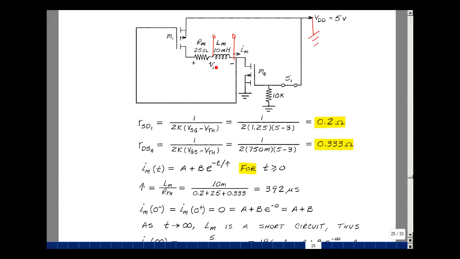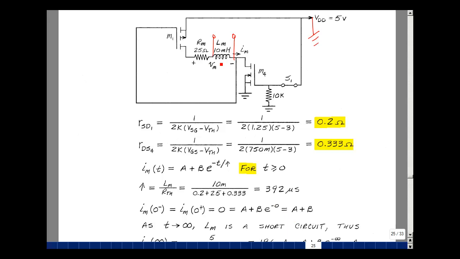The current flowing through the motor or the inductor prior to us starting the problem was 0. We had everything shut off. And then we applied power and closed the appropriate switch. The current that was flowing in the inductor is the same before and after that switching event. Can't change instantaneously. And that was equal to 0. And that's going to be our formula, A plus B times e to the minus 0, but e to the 0 is 1. If we wait long enough, eventually this inductor will look like a short circuit.